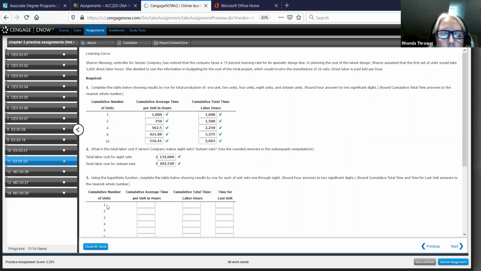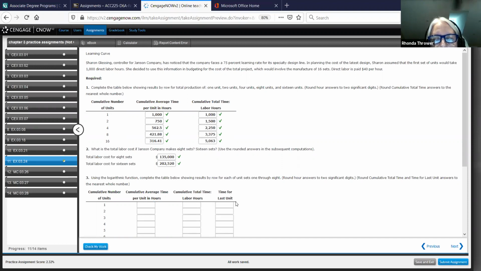So each one of these units they're giving you, notice 3 is missing from above. So this was wanting you to find 3. And again, it's easier to use Excel to calculate that logarithmic function. And they want you to round your cumulative average time per unit in hours to 2 significant digits. And your cumulative time has to be rounded to the nearest whole number, just like we did above.